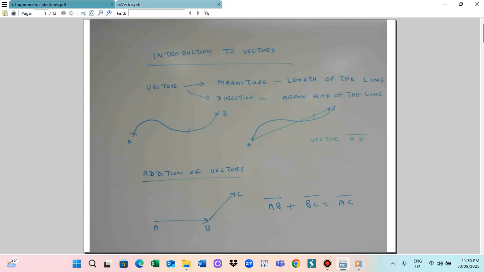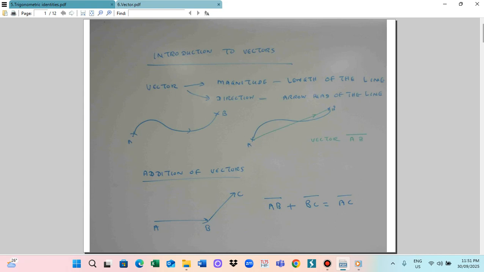Magnitude can be represented by the length of the line, and direction can be represented by the arrowhead of the line. So those are the vector quantities. In mathematics, we can utilize the vector quantities.